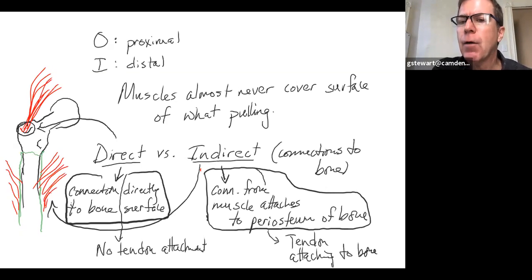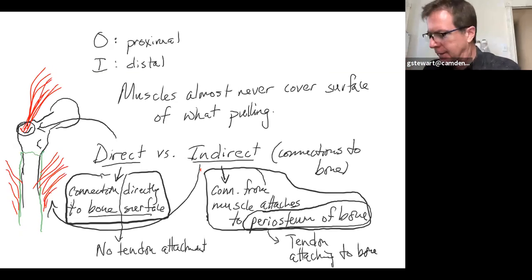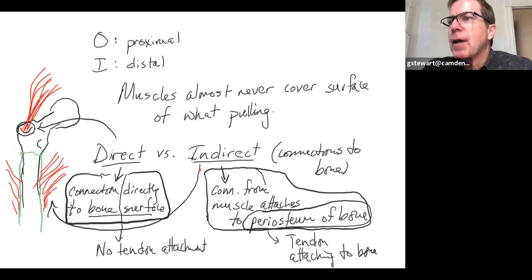So that's how I recommend you learn this. A direct attachment is the connection, and it doesn't matter if it's a tendon, an aponeurosis, or whatever the actual connective tissue is from the muscle, but that connection is directly on bone surface. An indirect connection is when the connection from the muscle, be it a tendon, aponeurosis, or some sort of epimysium or perimysium, is actually attaching to the periosteum of bone tissue, not directly onto the surface of it. All right, I'm going to stop my recording here.